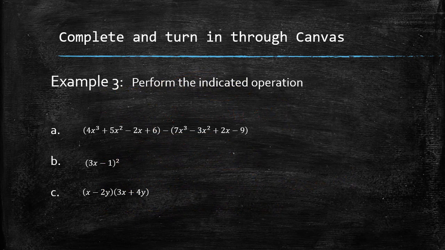Okay, so example 3, these 3 problems you're going to complete and turn in through Canvas. For part A, you're subtracting polynomials. For part B, 3x minus 1 quantity squared, so remember to write that out and FOIL it. And then for part C, you are also FOILing, so multiply those two binomials together and add any like terms. Okay, good luck.